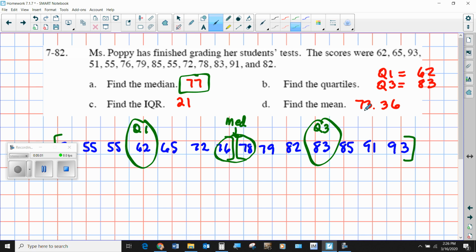And now, I'm very sorry, you have to find the mean. I'm not going to show this for you. Just add up all the numbers and then divide by 1, 2, 3, 4, 5, 6, 7, 8, 9, 10, 11, 12, 13, 14, and you should get that number. And then the difference between your two quartiles is your interquartile range. So 83 minus 62 gives you 21.